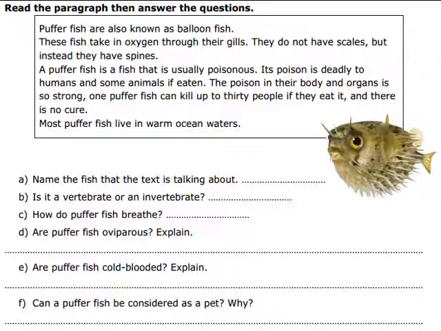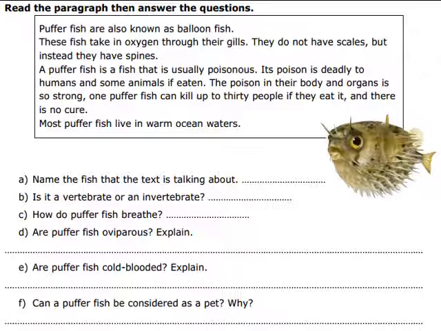Okay, in this question we're talking about a special kind or species of fish. Listen carefully, I will read the paragraph, but as you know, in your quiz I won't read anything, okay? But it won't be hard. So puffer fish are also known as balloon fish because they can hold water inside and look like a balloon. These fish take in oxygen through their gills. And what do they use to breathe? Gills.